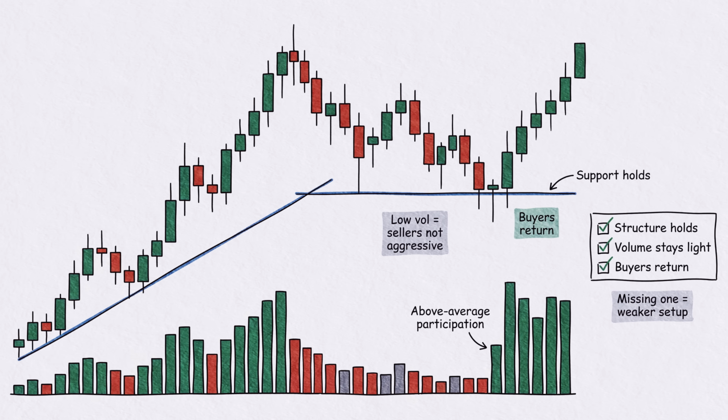Now watch what happens at support. Price reaches a logical level, a previous breakout area, a prior swing high, a zone where buyers stepped in before. Volume picks up. A bullish candle appears with above-average participation. Buyers are stepping back in. That is a constructive pullback. Low volume correction, structure intact, volume expansion at support, and renewed buyer commitment. Three things must align. Structure holds, volume stays light during the drop, and buyers show up again at support. If any of these is missing, the setup is weaker.